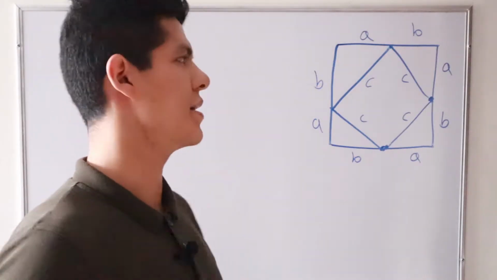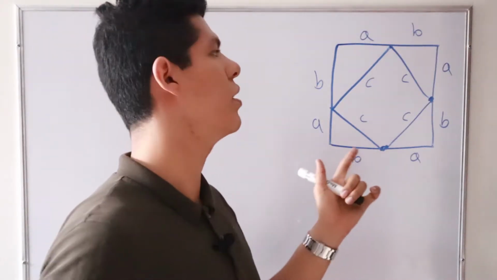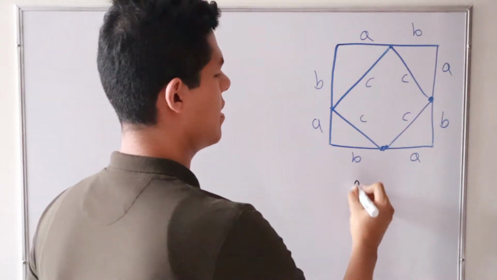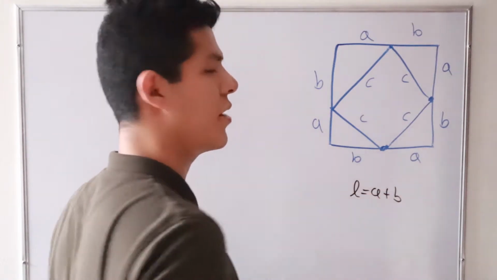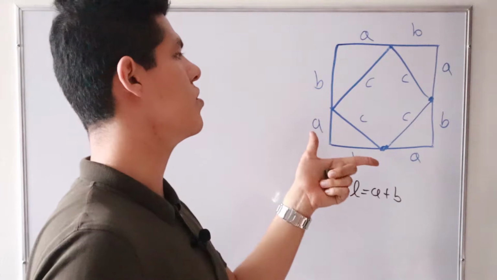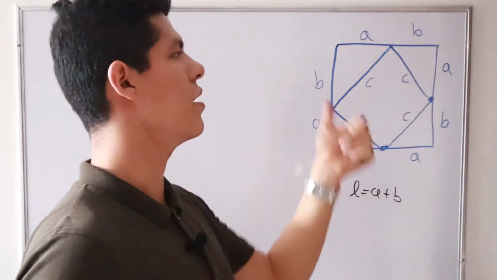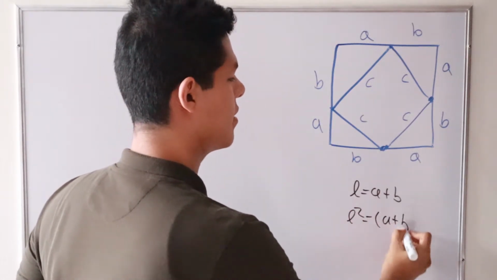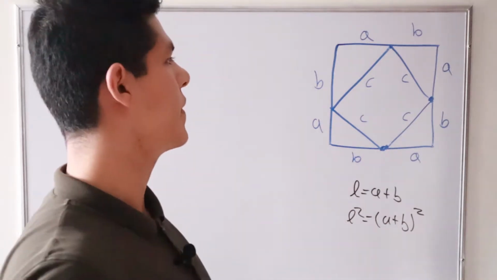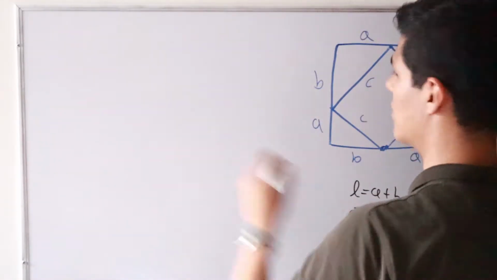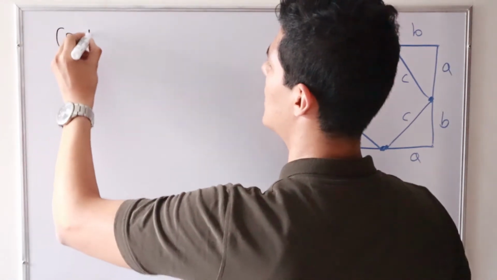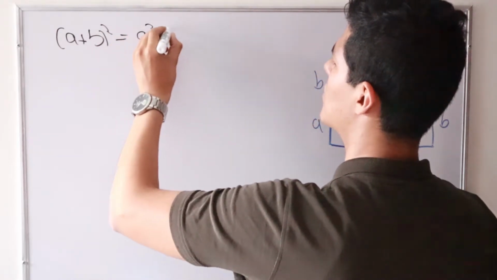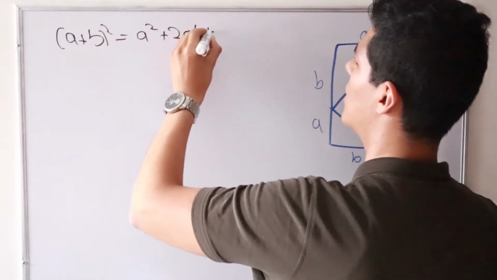The proof goes like this. This is an easy one. This is a square of length a plus b. So we have that L equals a plus b. And remembering the formula for the area of a square, it is L squared. So it is (a plus b) squared. So we have that (a plus b) squared equals a squared plus 2ab plus b squared.